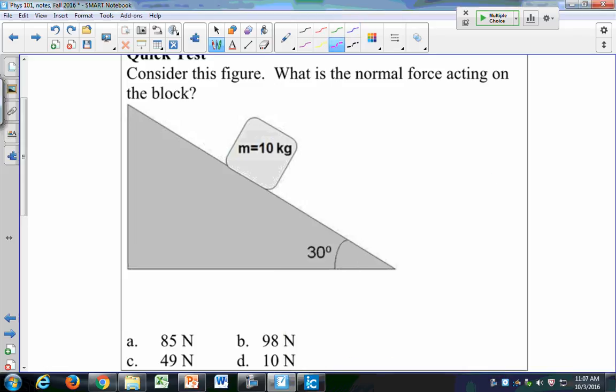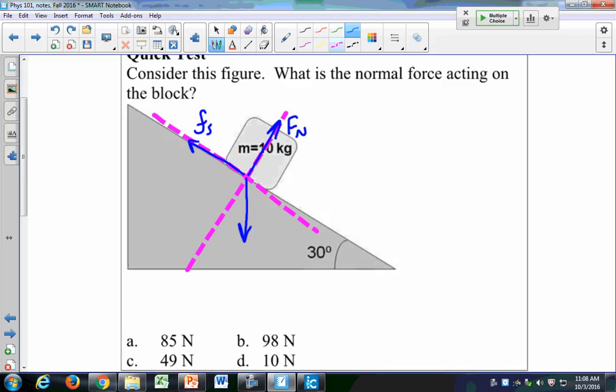Once you get the hang of these, you'll be able to skip some of these steps. But for now, I'm going to follow all the steps. I'm going to draw my coordinate system. I'm going to draw my forces. I have my normal force. I have some force that's holding it in place. We'll assume that that's a static frictional force. It doesn't have to be. It can be like somebody holding it in place or whatever. And then the other force is my weight. I know that this angle has to be 60 degrees.